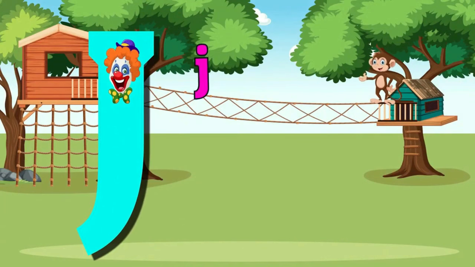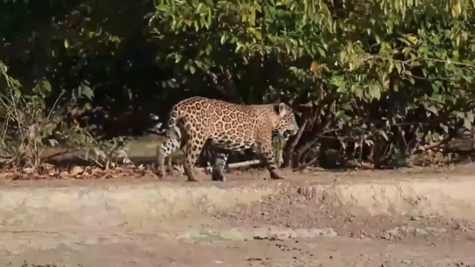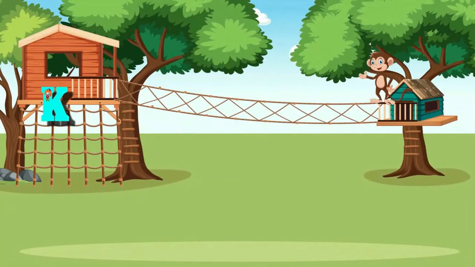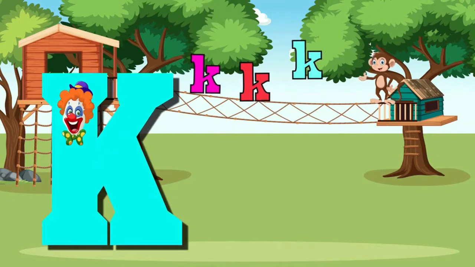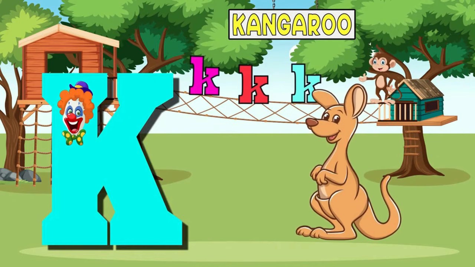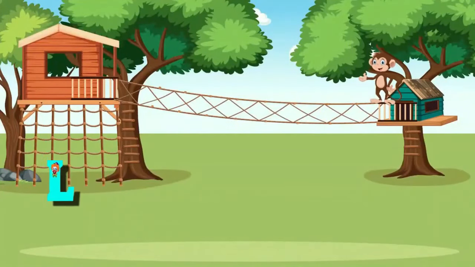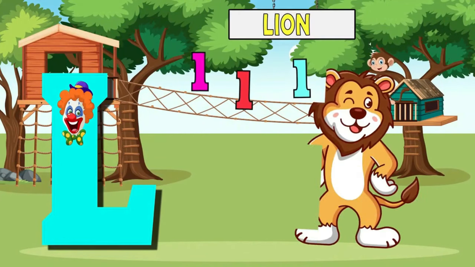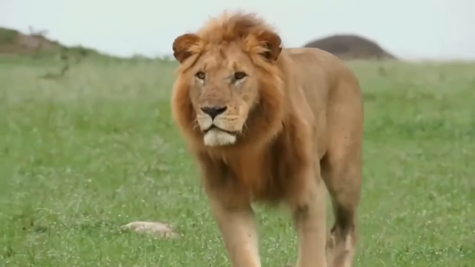J, J, J, J, a jaguar. He runs fast and roars. K, K, K, K, a kangaroo. It's hopping and jumping around. L, L, L, L, a lion. He's the jungle's proud king.